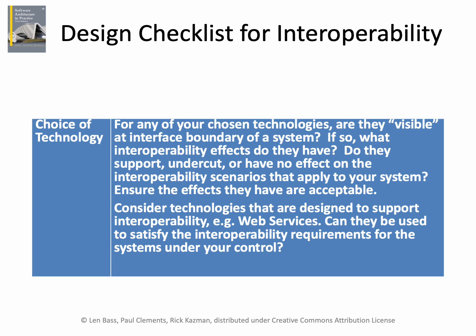The choice of technology: for any of your chosen technologies, are they visible at the interface boundary of the system? If so, what interoperability effects do they have? Do they support, undercut, or have no effect on the interoperability scenarios that apply to your system? Ensure that the effects they have are acceptable. Consider technologies that are designed to support interoperability. Web services: can they be used to satisfy the interoperability requirements for the system under your control?